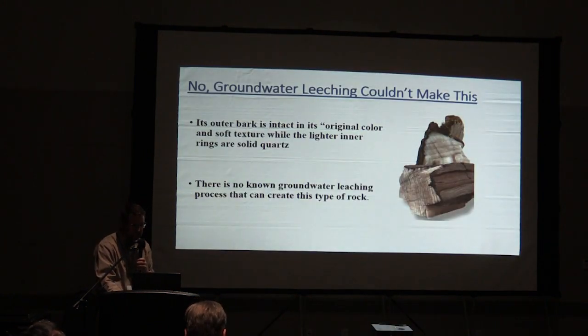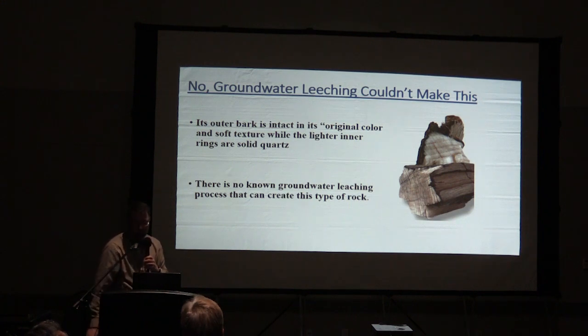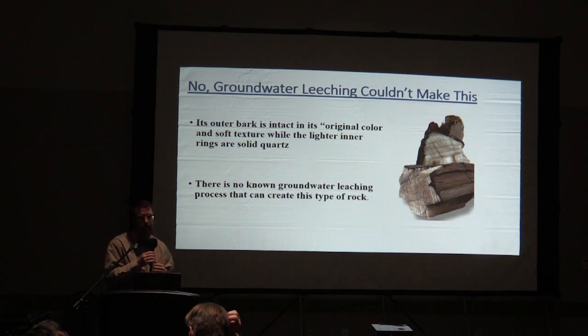Another idea is that this was made by groundwater leaching. This is petrified wood. But again, remember the pressure that you get from where we find these things. It just simply isn't enough pressure to turn this into quartz. Okay. So no known process related to groundwater leaching can actually do this. But they're just puzzled, and they've got to put something in the book of how this happens. So they just say, yeah, groundwater leaching.